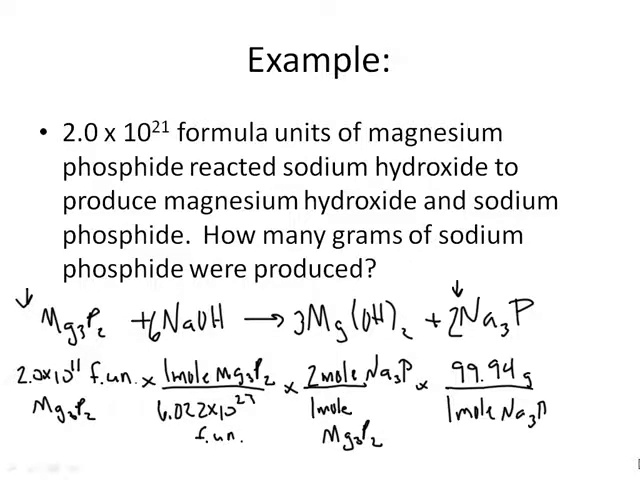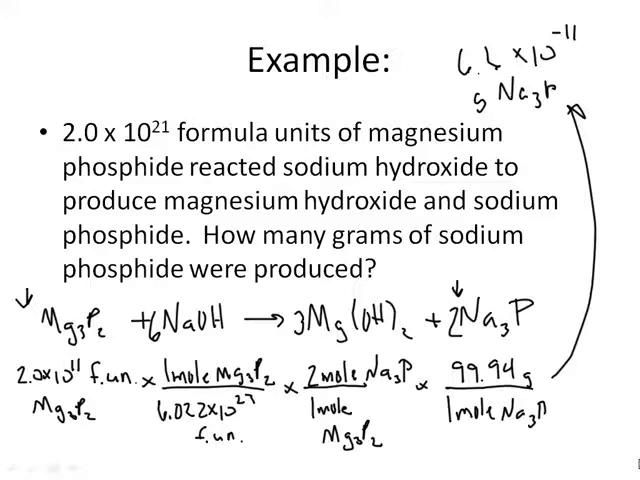So 2.0 times 10 to the 21st divided by 6.022 times 10 to the 23rd times 2 times 99.94. And I get 6.64 times 10 to the negative 1st, but I only need 2 sig figs. So my answer, and I'm going to write it up here so I have enough room, is 6.6 times 10 to the negative 1st grams of Na3P. There we go.